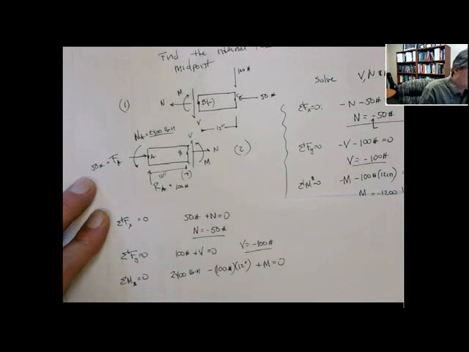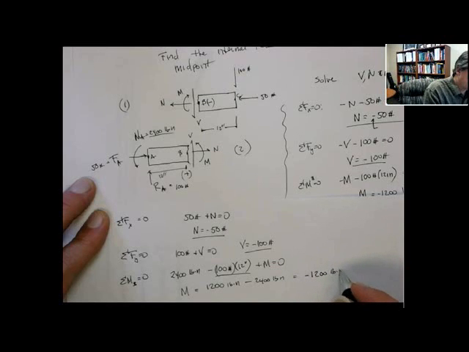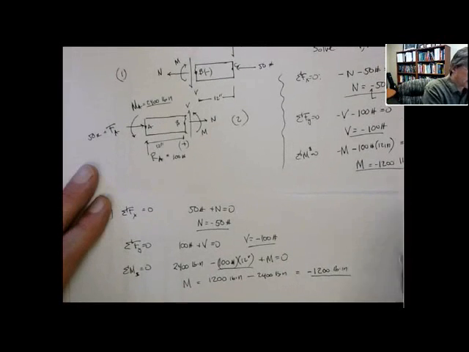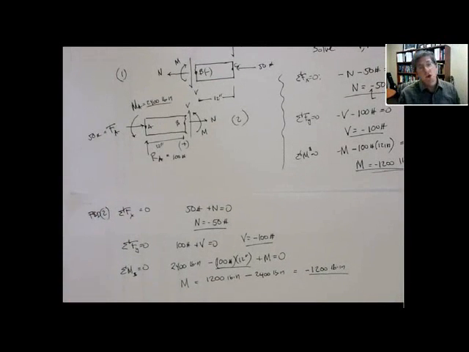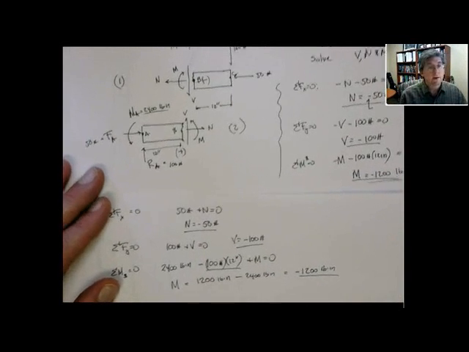equals 0. Now solving for M, we get that M equals 1,200 pound inches, that's for this term, minus 2,400 pound inches, that's this term, and that's equal to minus 1,200 pound inches. So again, same exact value. So it doesn't matter which free body diagram you use. Sometimes you might have to use multiple free body diagrams.